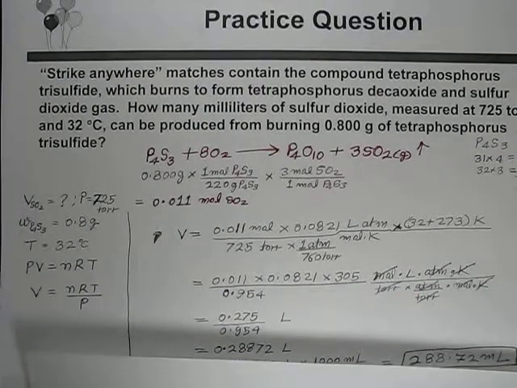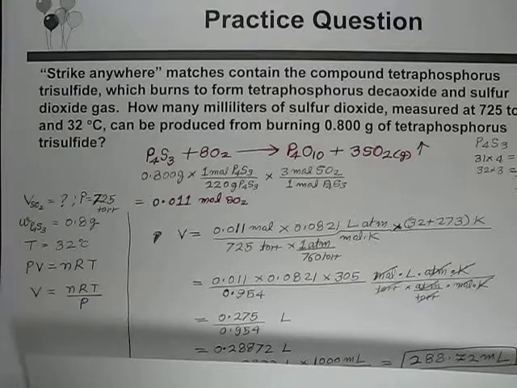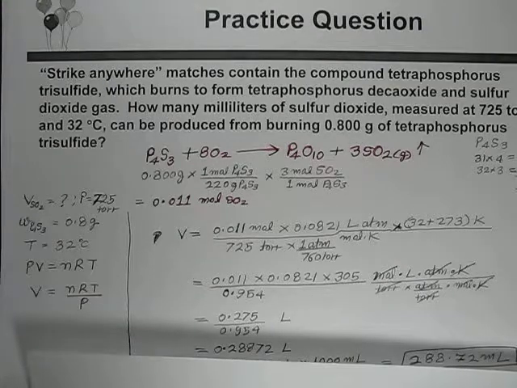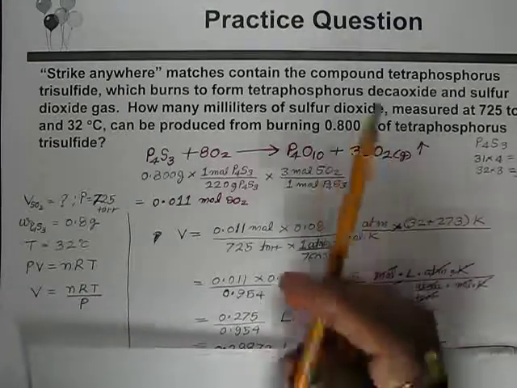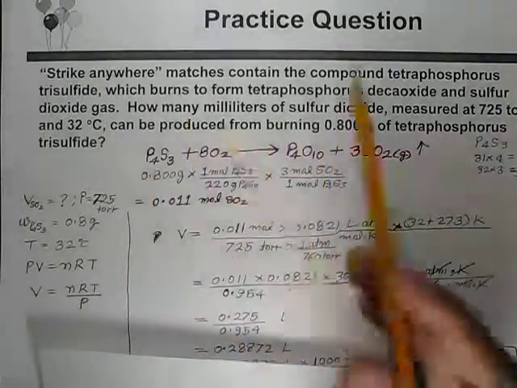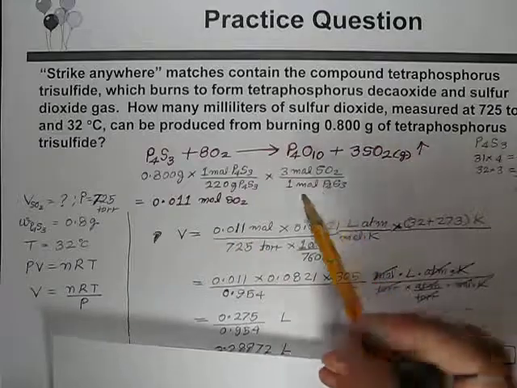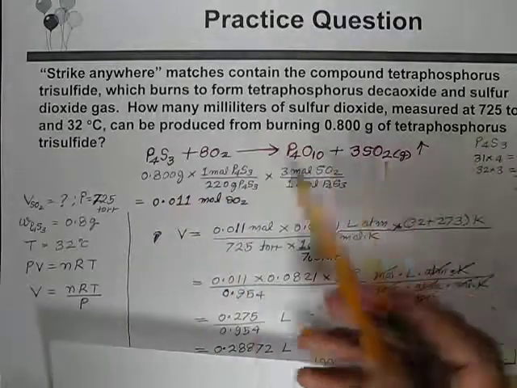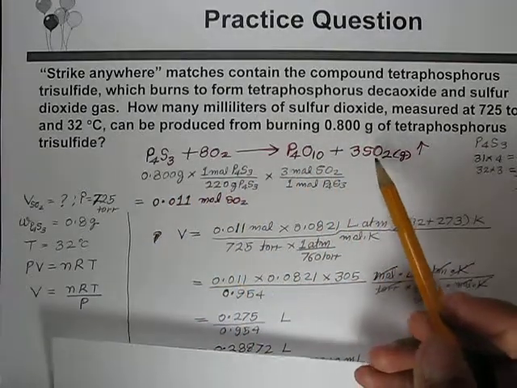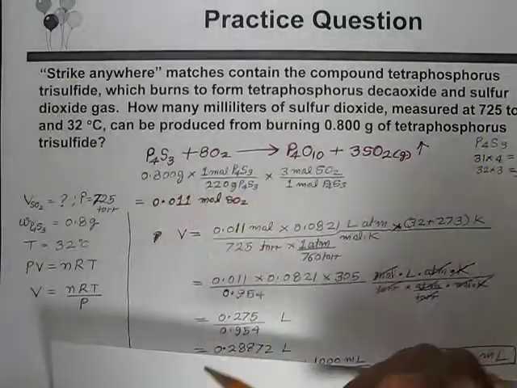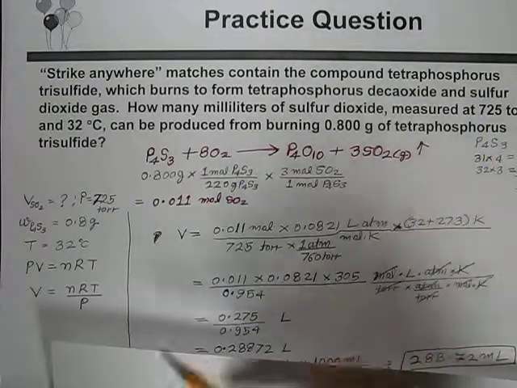So this is the way you can calculate the volume of sulfur dioxide gas if it is not directly given. This is a kind of tricky question: you have to write the chemical reaction first, then balance it, then convert how many moles of sulfur dioxide you will get from this reagent.